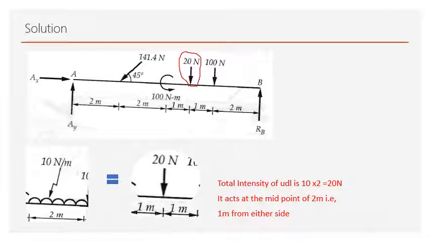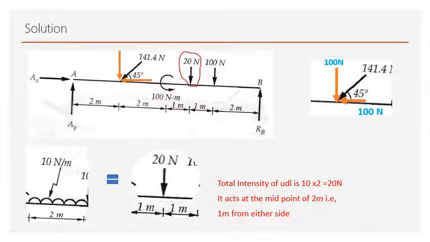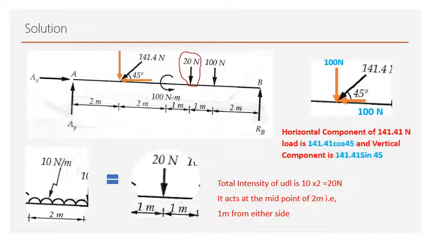Next, we are seeing another, the inclined load 141.4 Newton. So we have to take the components of that inclined load. What are the components? That is 141.4 cos 45 and 141.4 sin 45. Both would be around 100, actually 99.99 Newton you get. So we can approximate it to 100 Newton.